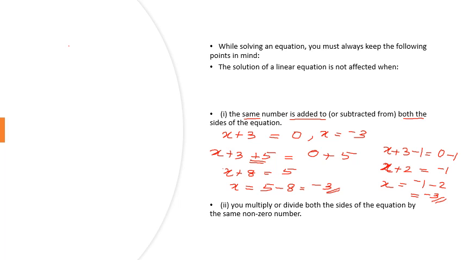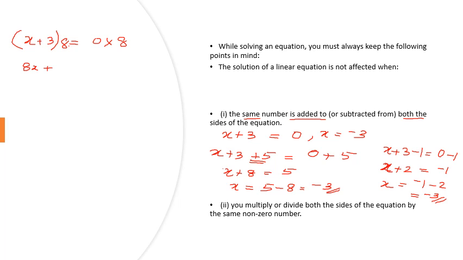Okay. Now, let us go to the next point. That is, if you multiply or divide both sides of the equation by the same non-zero number, same as addition and subtraction, there is no change. Now let us take multiplication. For example, the same thing, we will take x plus 3 equal to 0. Now if I am multiplying this by 8, I cannot multiply only the left hand side, I should do it on the right hand side also. So what do you get?